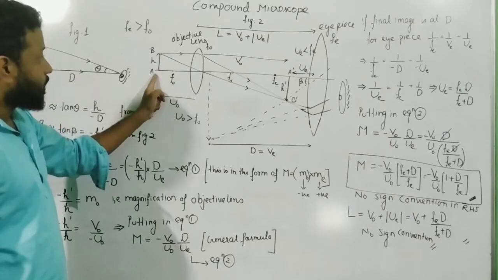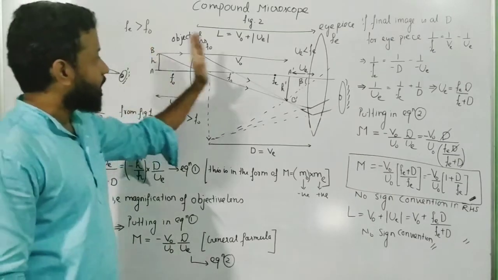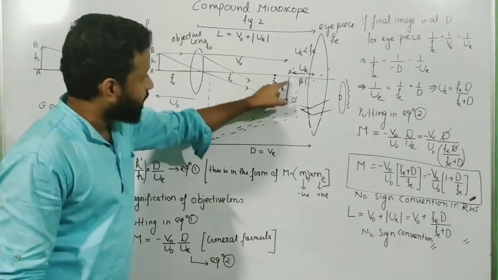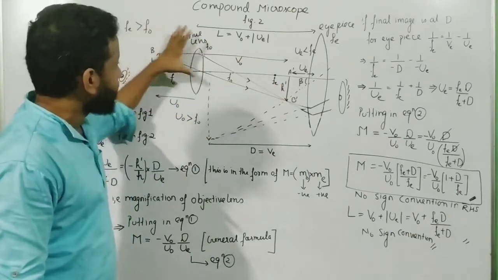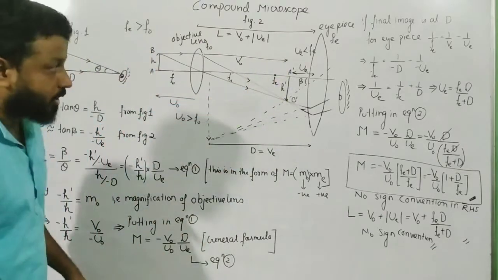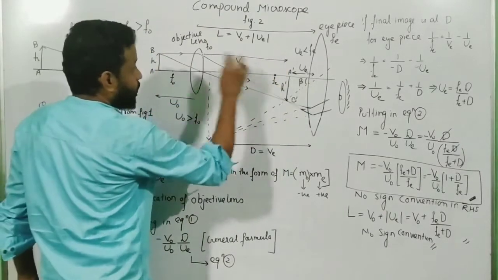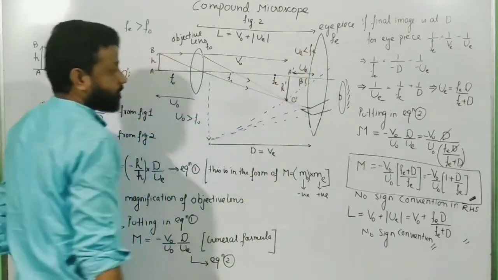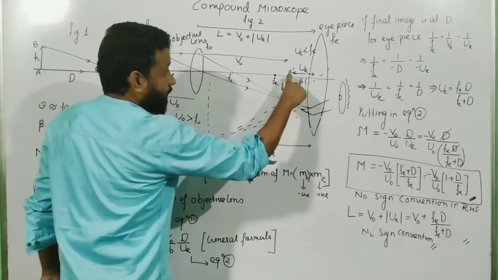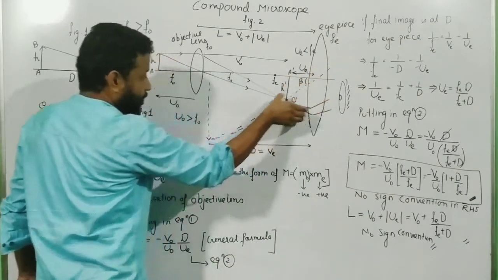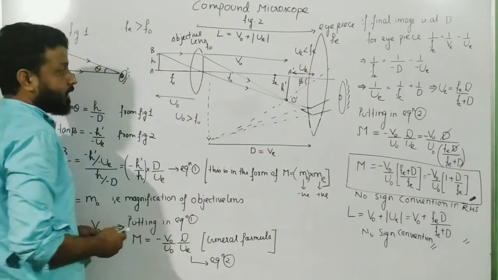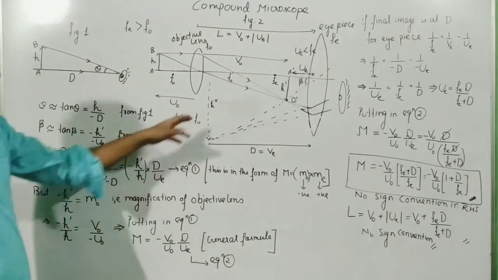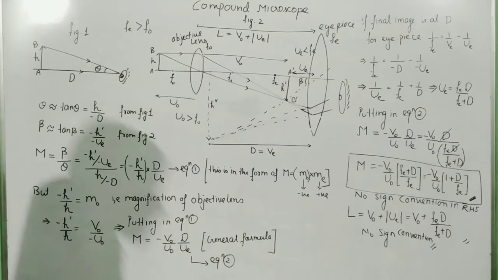If we place it beyond the focal length, then only we can form a real image for the first lens. So here first the real image is formed and H magnifies to H dash. Okay. This image due to the objective becomes the object for the eyepiece. With this as the object for the eyepiece, a final image is formed over here, and let me call this H double dash. Okay, so it further becomes magnified.